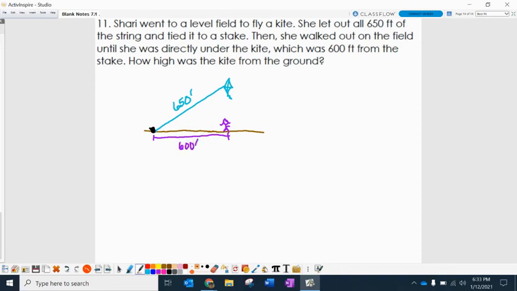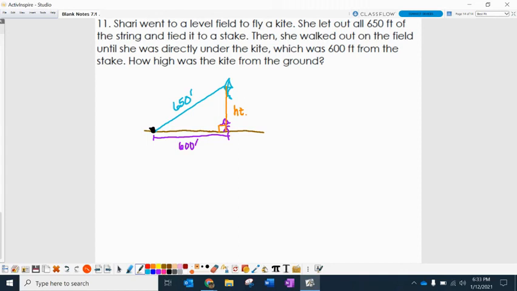How high is the kite from the ground? So what they would like to know is how high the kite is from the ground. Well, height is always measured perpendicular to the ground. So from the kite, if we go straight down perpendicular to the ground, that's going to be our height. Height is always measured perpendicular to the ground, so I do know that's a right angle, which forms a right triangle.